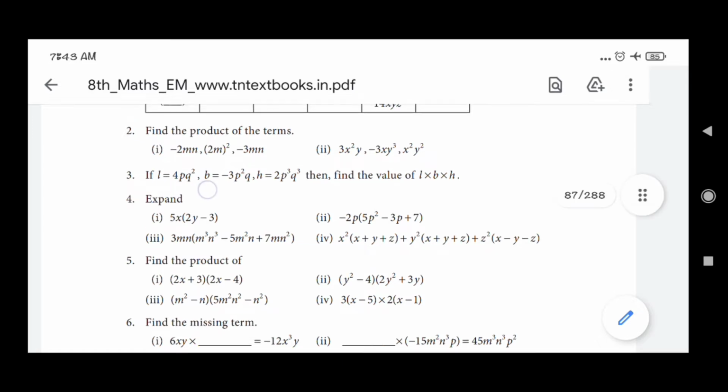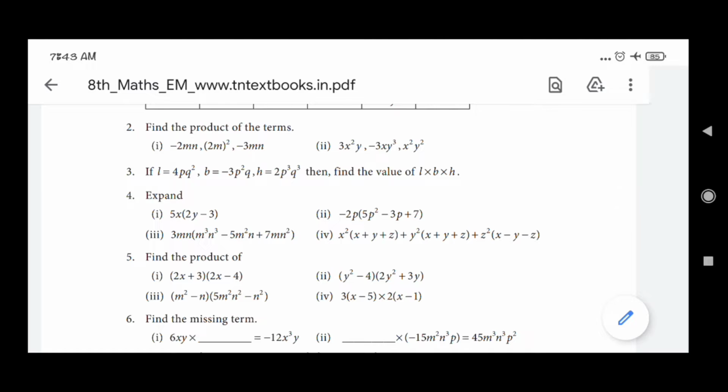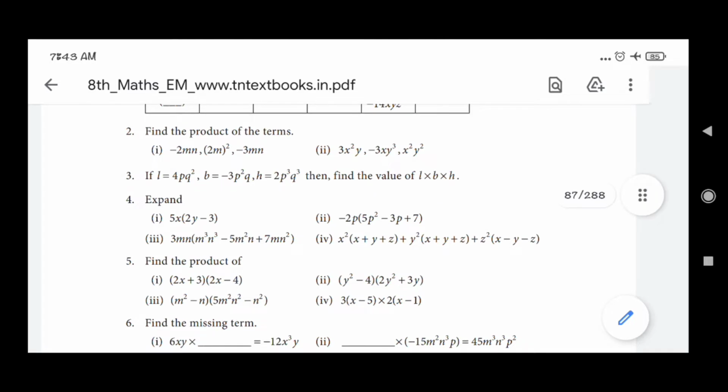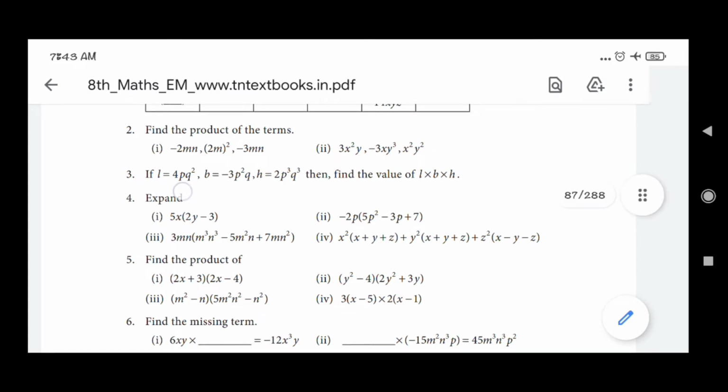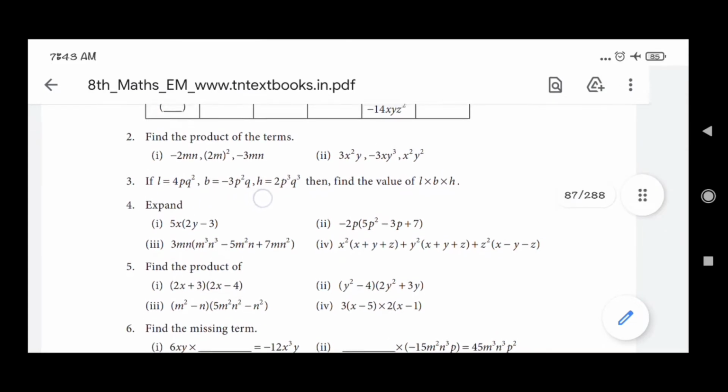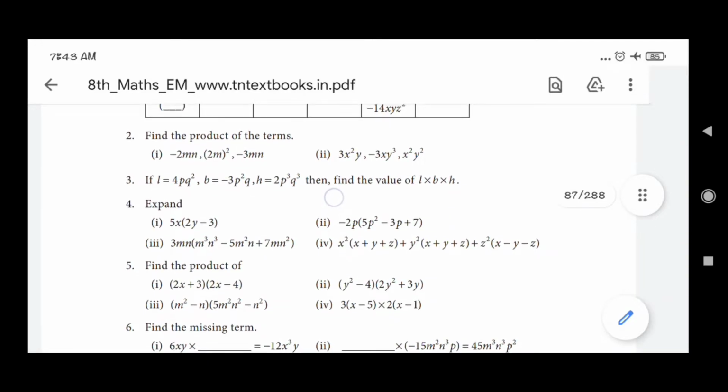Here length, breadth and height have been given. Then find the value of length into breadth into height, so L into B into H. You are going to multiply 4p cube q square into minus 3p square q into 2p cube q cube. Understand? So you need to multiply.